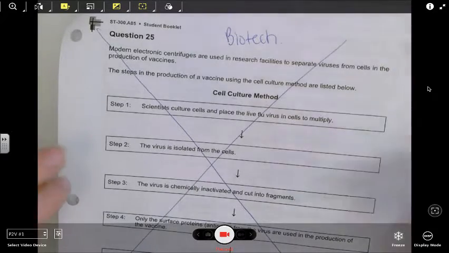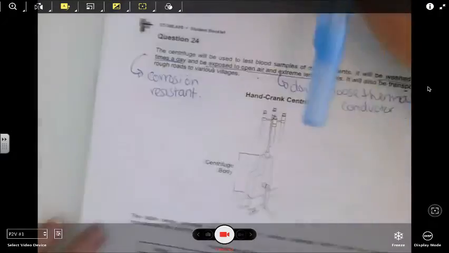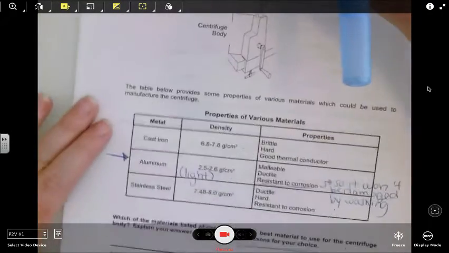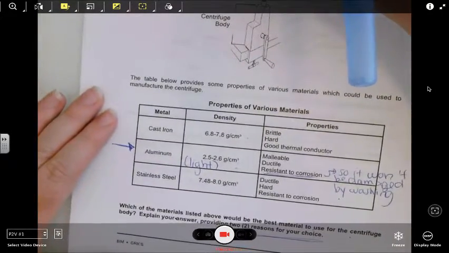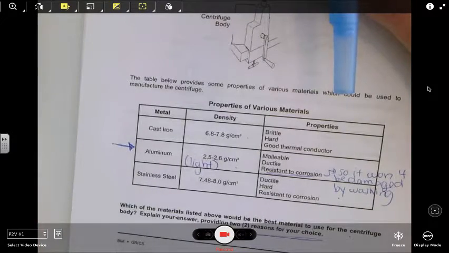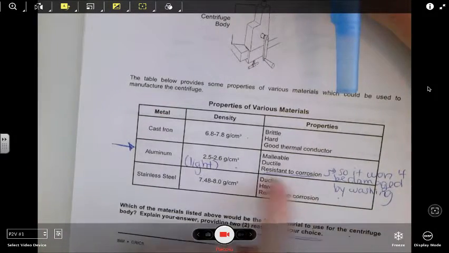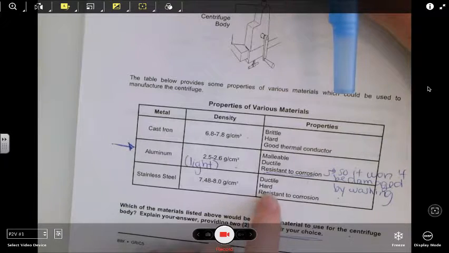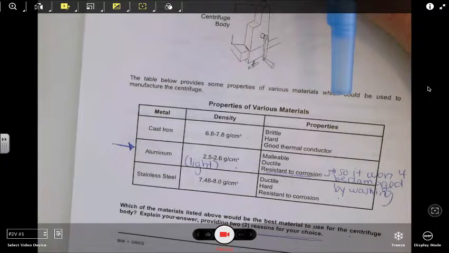Calissa's asking, is stainless steel still okay? Yeah, so for question 24, if you chose stainless steel instead of aluminum, and you said the same thing, that it's resistant to corrosion, and it's hard, so it probably won't break while they're transporting it, that would be fine. As long as you give 2 reasons supporting why you think that would be a good choice. Okay? So stainless steel would have been an acceptable answer as well, just as long as you argue your point.